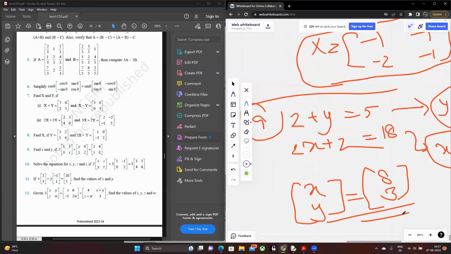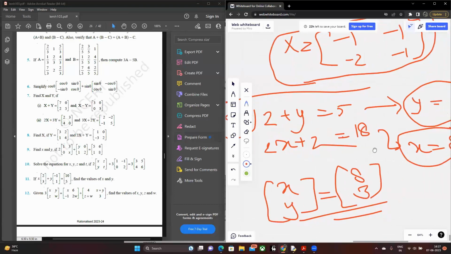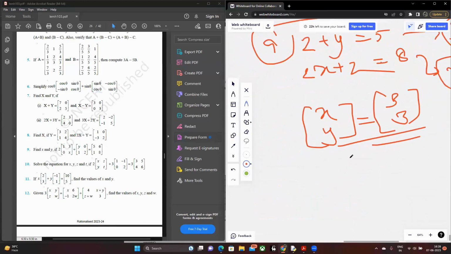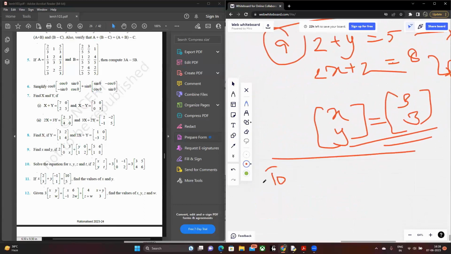Wait a second. This is going to be 2x plus 2 is equal to 8. This one, 18? Why did I just say 18? Really sorry for that. So this is going to be x is equal to 6 by 2, that is 3. Right? So this is not 8, but this is also going to be 3. That is your answer. Question number 10.